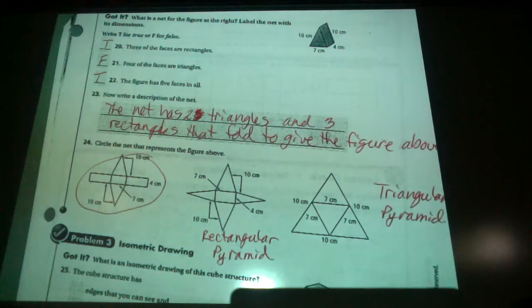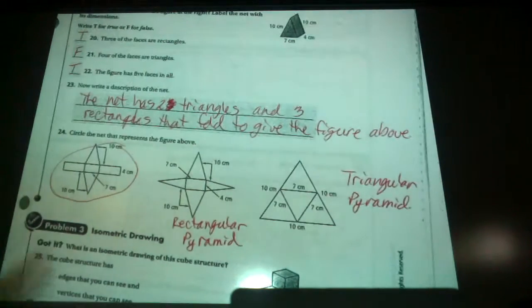The figure above has 5 faces in all. That is true. It's got the front and the back, which are triangles, and then each of those triangles has 3 sides to them. So you have the 3 rectangles going around the 3 sides of that triangle. That's 3 more faces, giving you 5 total. And if you look at the proper net below, here's the description: the net has 2 triangles and 3 rectangles that fold to give the figure above. That's all you had to do to describe it. Tell what its shapes are.